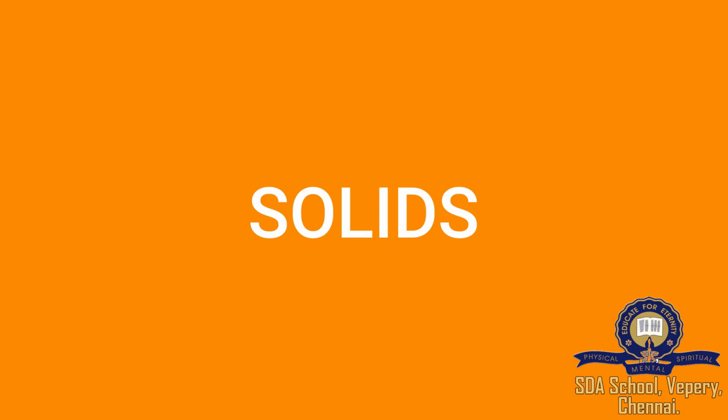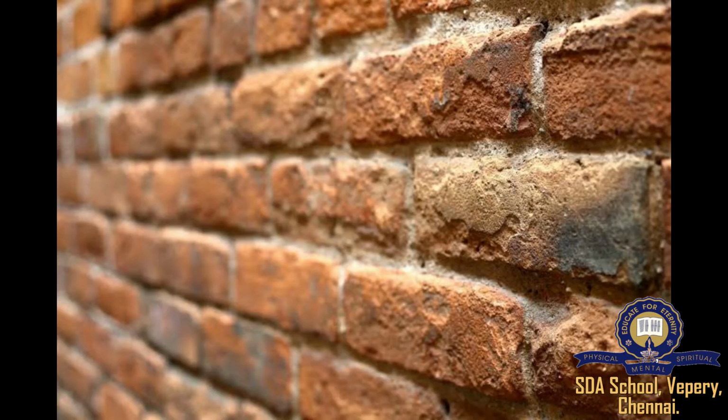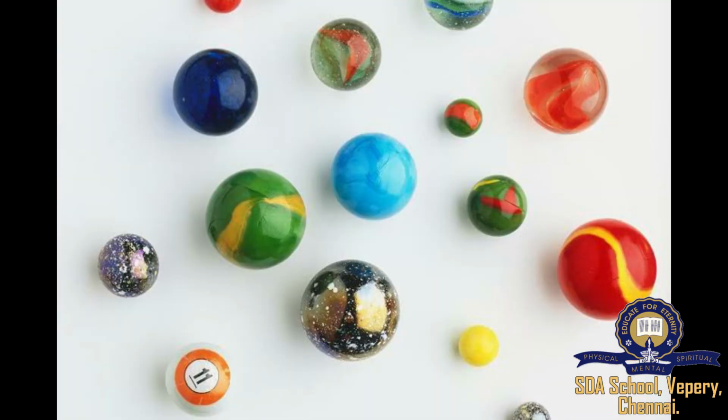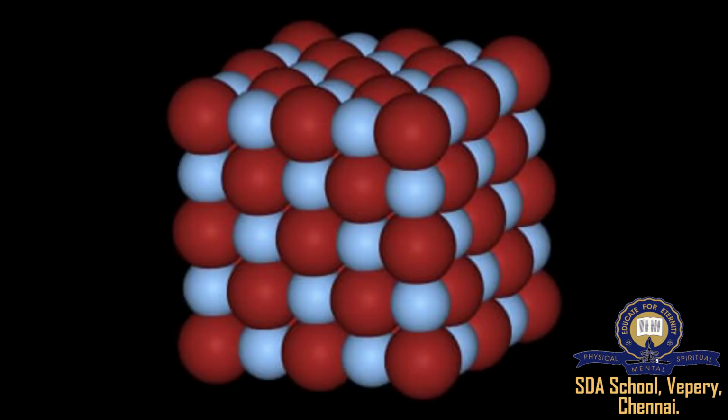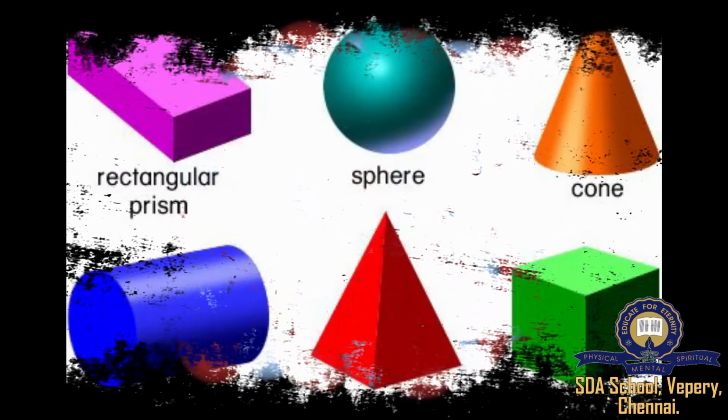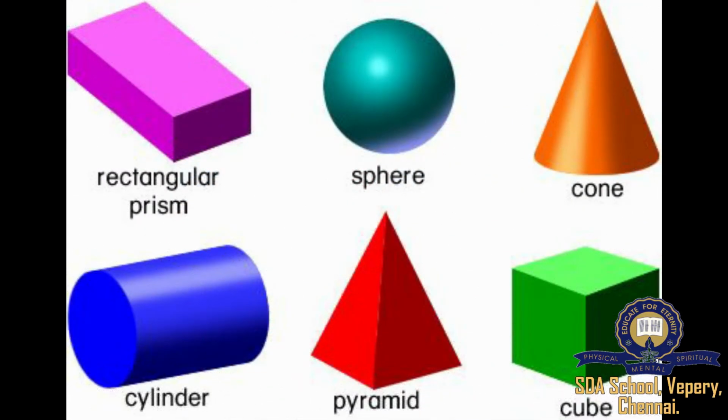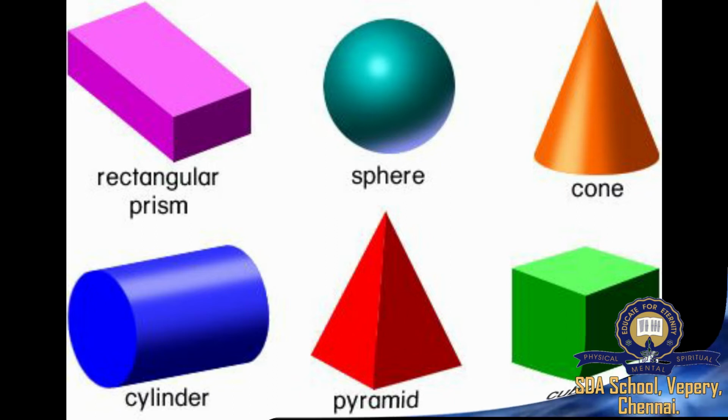Solid. The examples for solid are bricks, ball, marble, pen. In solids, molecules are very closely arranged. Solids are incompressible. They have definite shape, size and volume. Marble is round, brick is rectangle. So, they have definite shape, size and volume.